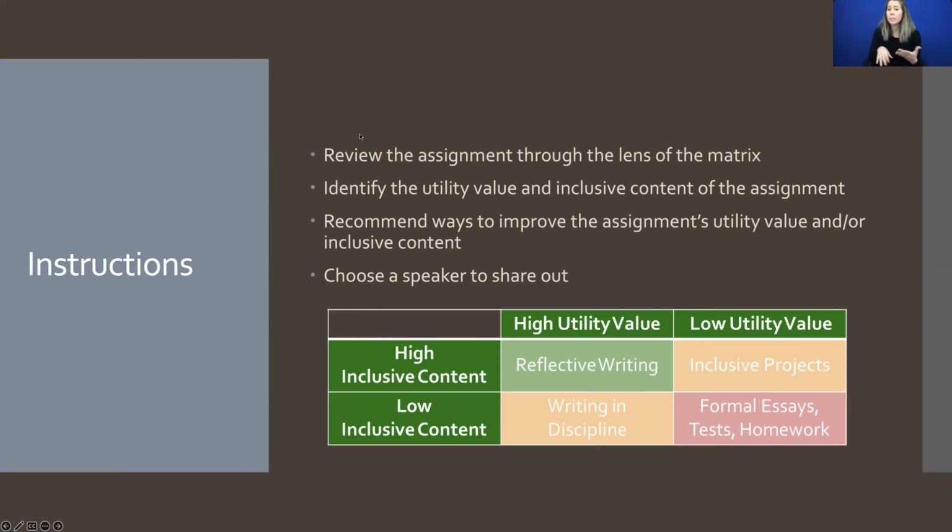Yeah, if you don't mind just sharing what their expectation is, what they're going to do when they get into the room. Oh, okay. Yes.